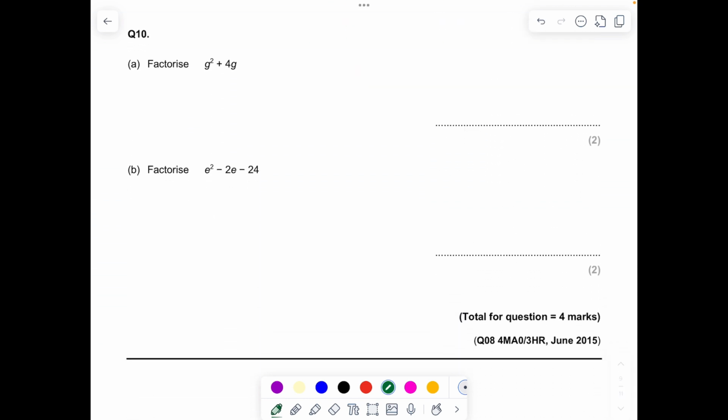Okay, let's factorise. G goes into both, so G goes into both. 1G here, and then G outside the brackets, and so what we're left with is G plus 4.